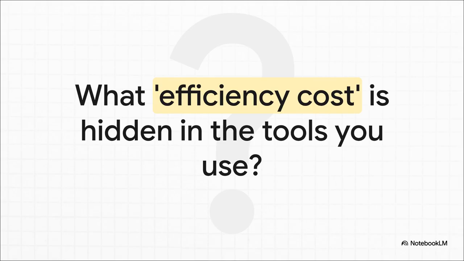And that kind of leaves us with one final question to think about. The next time one of your apps starts to feel sluggish, think back to this. Ask yourself, what invisible algorithms are churning away under the hood right now? And what's the hidden efficiency cost that's built into the digital tools we use every single day?